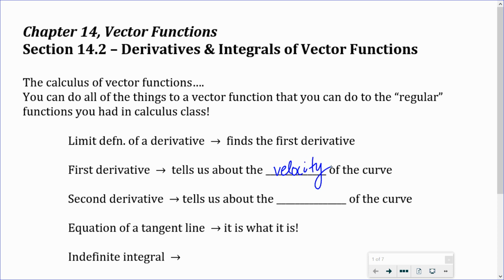What does the second derivative tell you about a curve? Acceleration, alright.